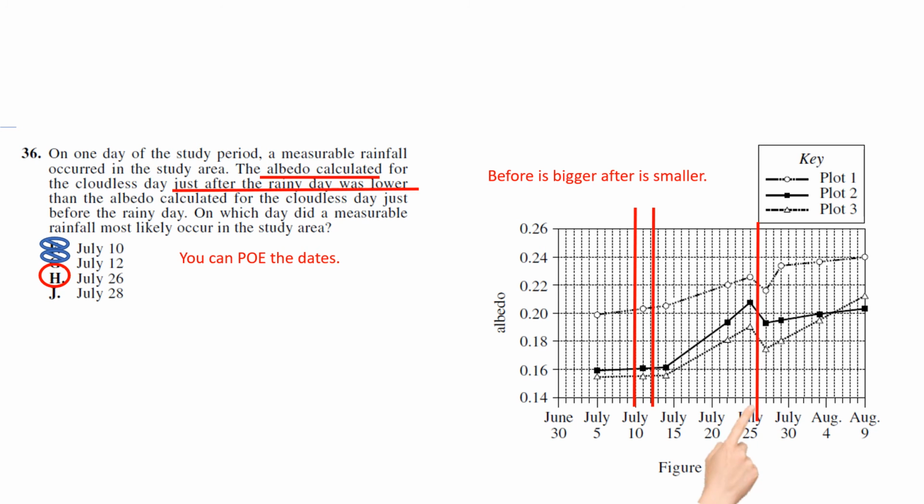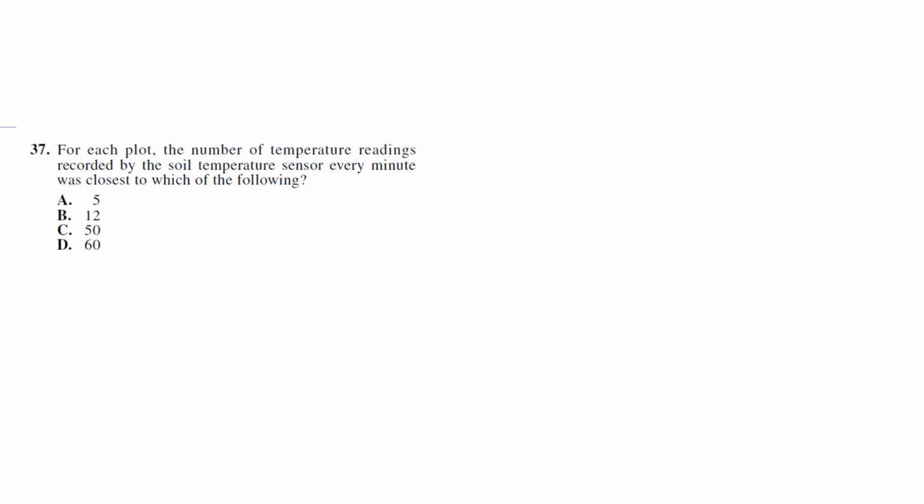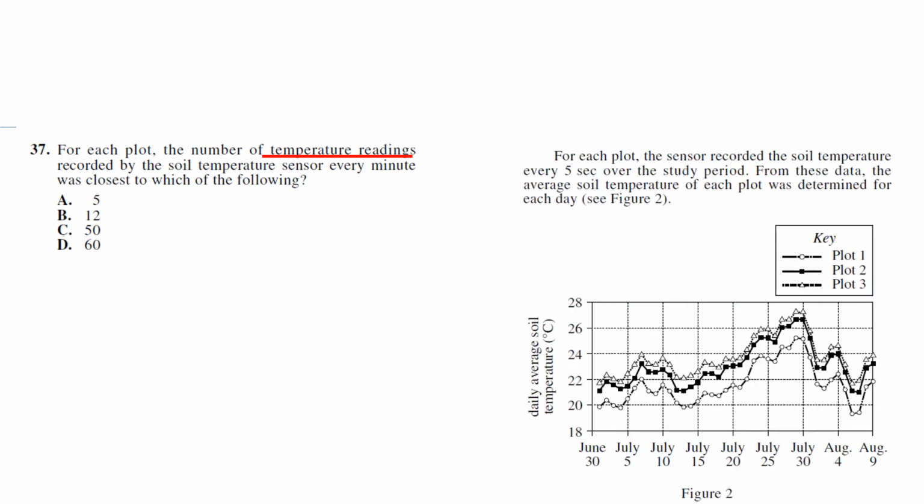For each plot, the number of temperature readings recorded by the soil temperature sensor every minute: we need the temperature reading chart, and the reading tells us that it was recorded every 5 seconds. So there's 60 seconds in a minute. 60 divided by 5 is 12. That one's a little bit tricky because you have to find it in the reading. It's not hard, it's just tricky on a timed test.